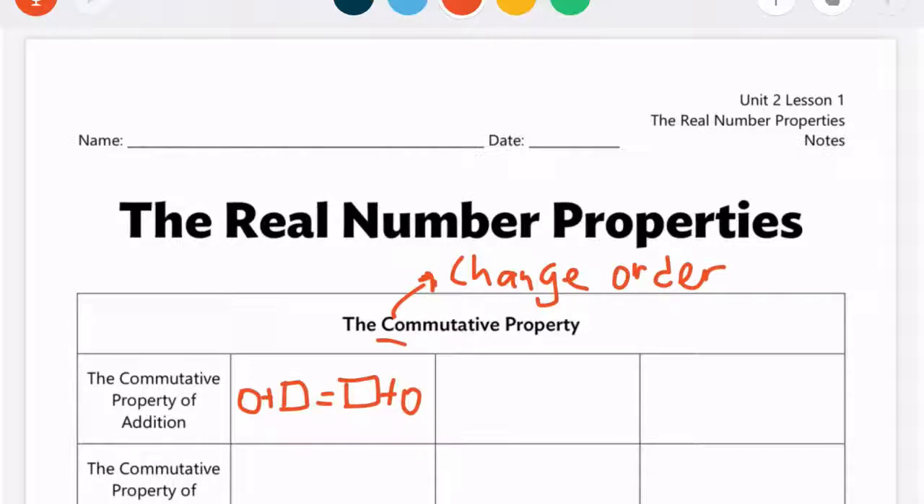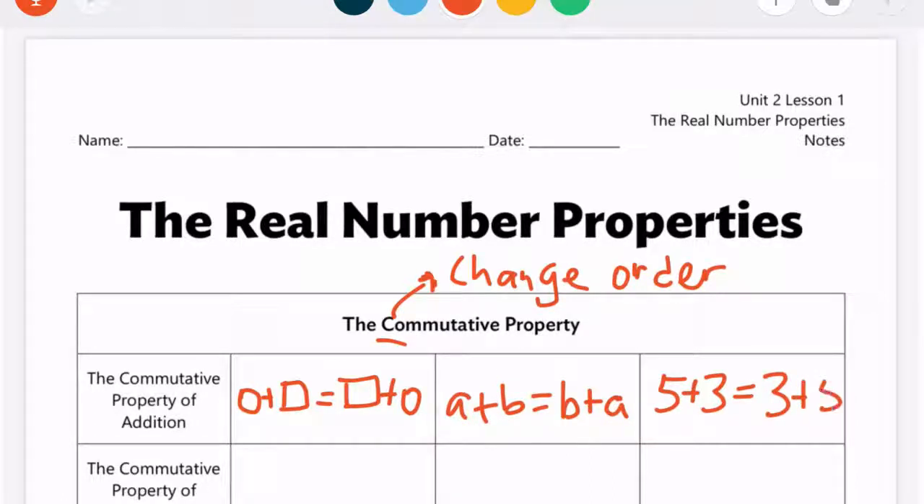So this first one, we're going to use shapes. So if we have a circle plus a square, that is the same thing as saying a square plus a circle. If we move on to the variables, if we have a plus b, and we change that order to b plus a, we are still going to get the same answer. And that should be pretty obvious here once we use these number examples. 5 plus 3 is the same thing as 3 plus 5. If you change the order, it's still going to say the same.